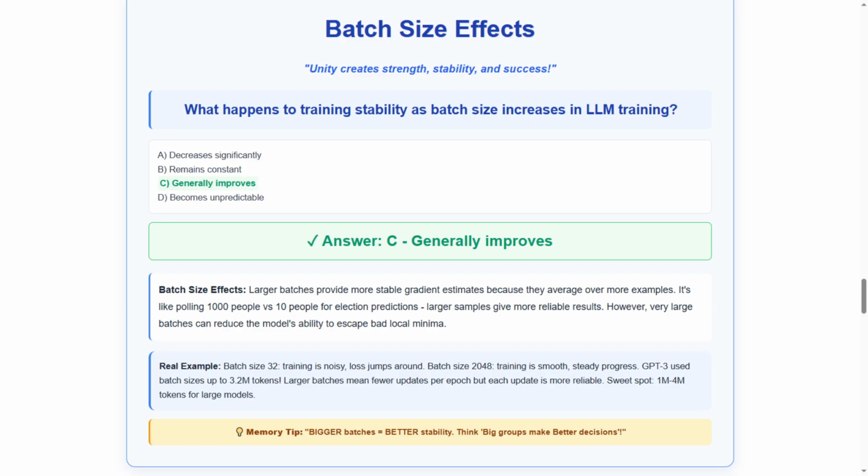Larger batches average over more examples, giving more reliable gradient estimates. It's like polling 1,000 people versus 10 people for election predictions. Bigger samples are more trustworthy. GPT-3 used batches of over 3 million tokens. However, extremely large batches can reduce exploration, so there's a sweet spot. Remember, bigger batches equal better stability. Think big groups make better decisions.